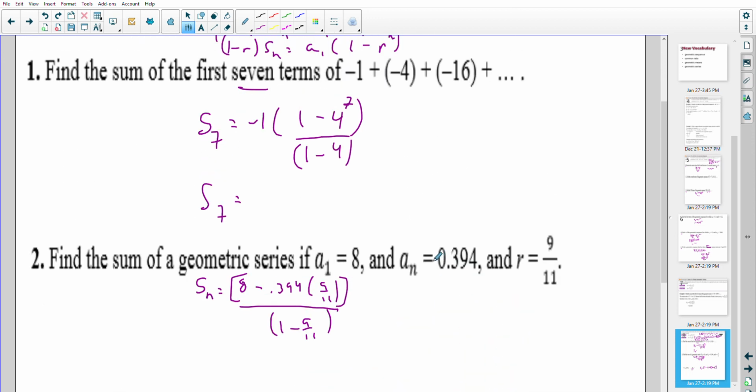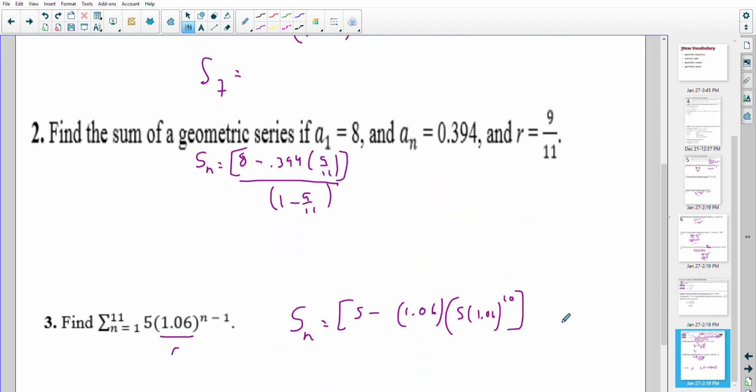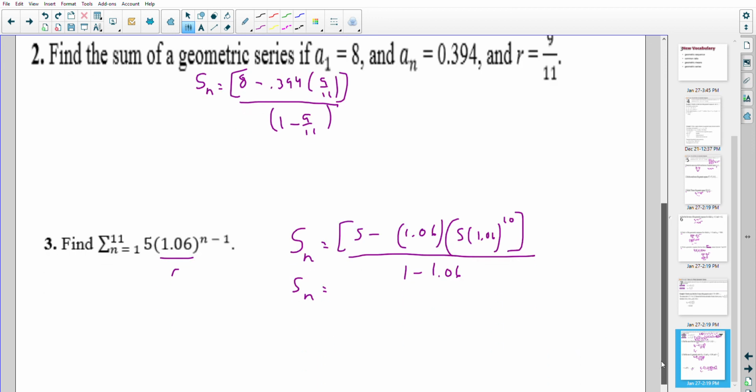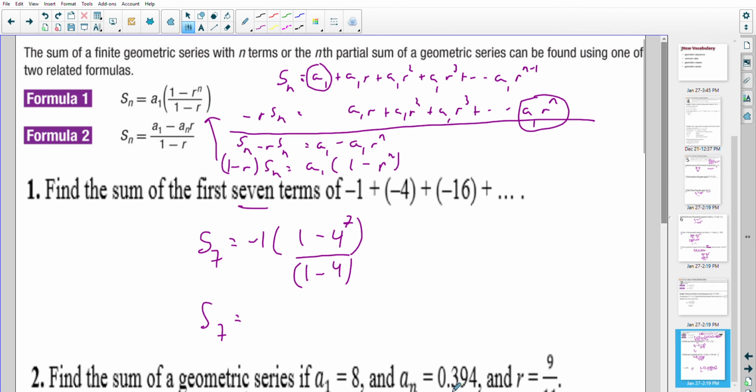And then I'm going to divide that by 1 minus r, which means that it's the whole thing divided by 1 minus 1.06, and that's going to give me my sum. Very important on this last part, geometric series, is to realize that both formulas are essential in doing these. Look and see what the givens are and choose the formula which works best for the sum of the geometric series.